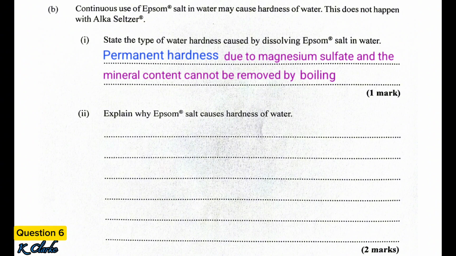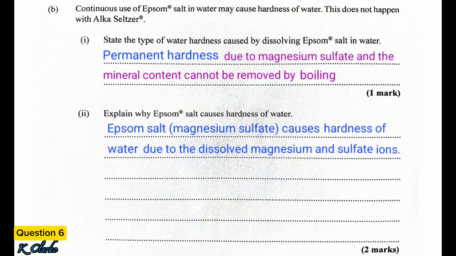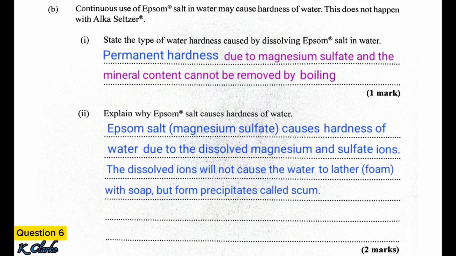Part 2. Explain why Epsom salt causes hardness of water. Epsom salt, also known as magnesium sulfate, causes hardness of water due to the dissolved magnesium and sulfate ions. The dissolved ions will not cause the water to lather, meaning foam, with soap, but form precipitates called scum.